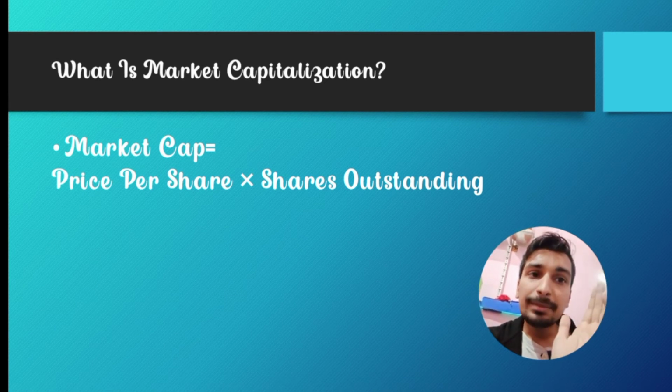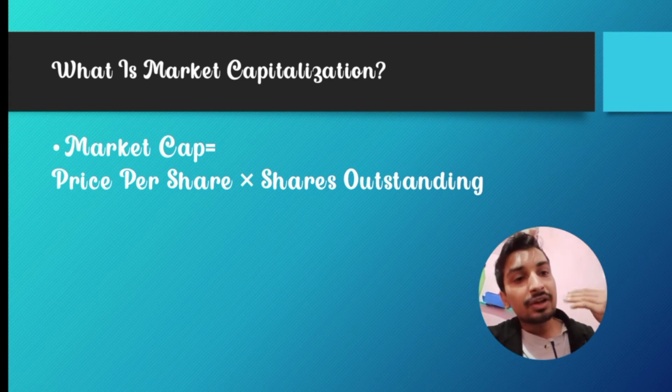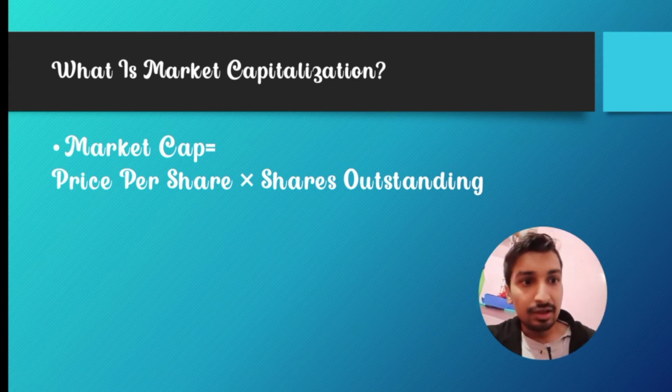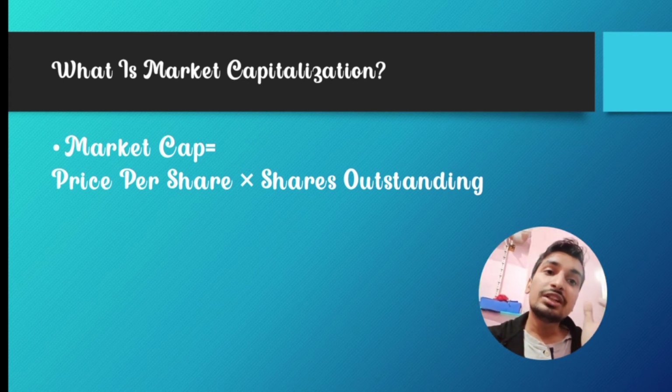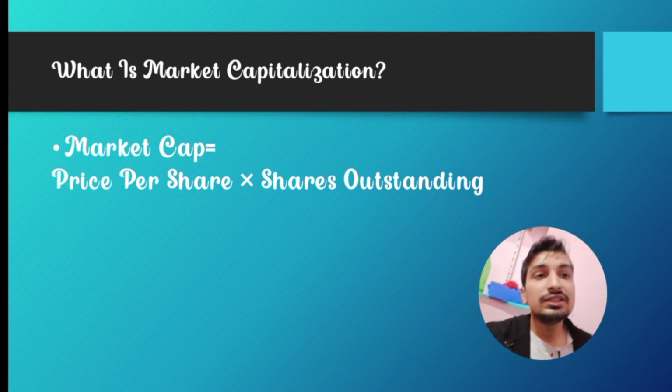So by seeing the market capitalization, you can tell how good the company is or how bad the company is. So market capitalization plays a very important role. For example, the price of a company share might be high, but that doesn't mean the company is a very good one, because the number of shares the company has may be low. That means the company is a small company.